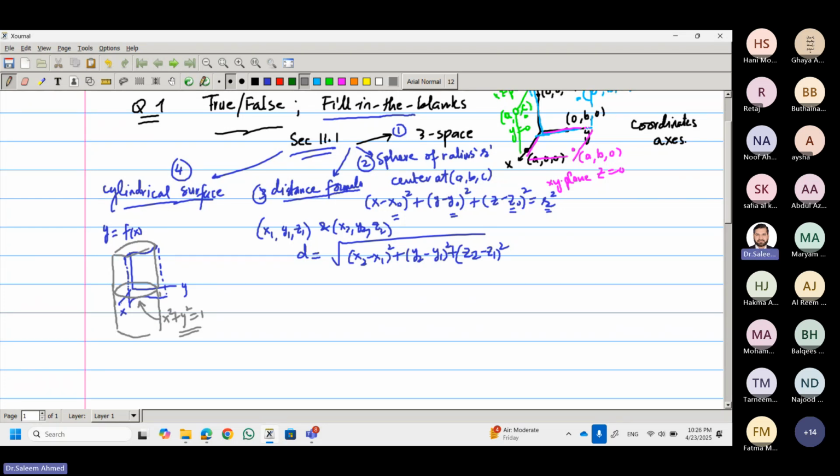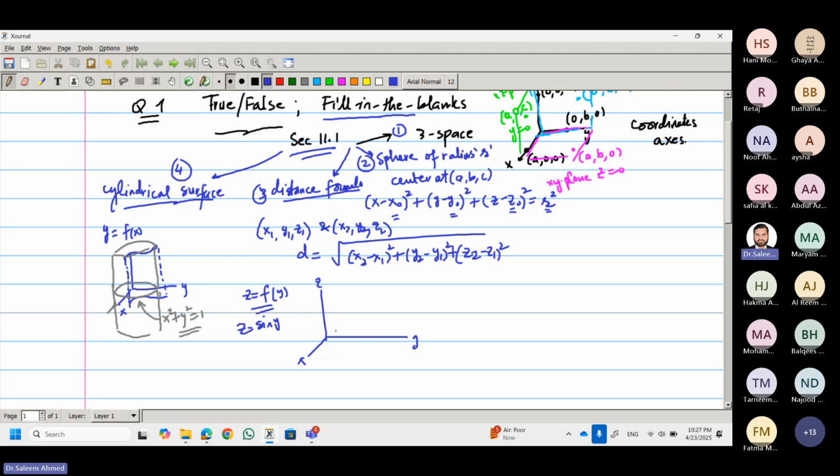So this becomes a cylindrical surface, okay? If there is any other curve, for example, a curve between z and y, then it is extended in x direction. If there is a curve in the zy plane, let's say z is equal to sine y.